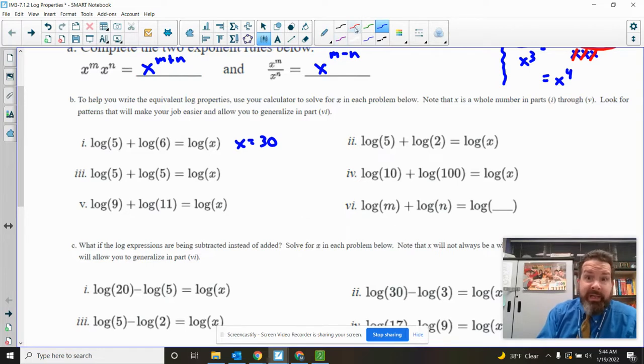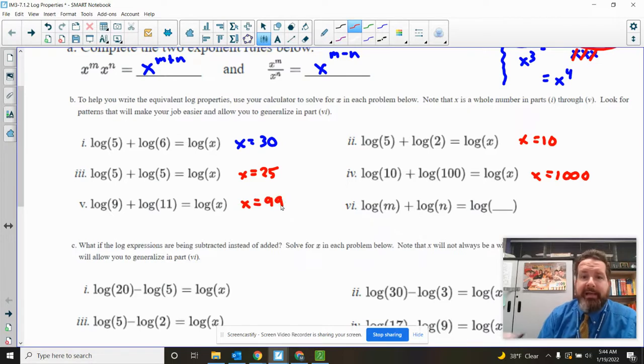Now, I hope that you did that pausing, because I'm just going to give you answers here, see if we can find the pattern. On this one, the x needs to be 10. On this one, the x needs to be 25. On this one, the x needs to be 1,000. And on this one, the x needs to be 99. I hope it does not come as a shock to you that the way we're getting these numbers is you take the first number in the log, the second number in the log, and you just multiply them together. That's all that it is.